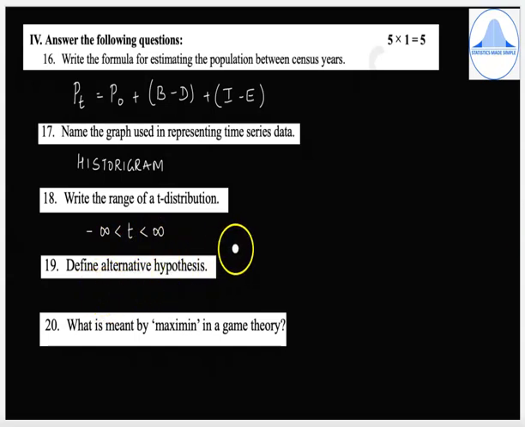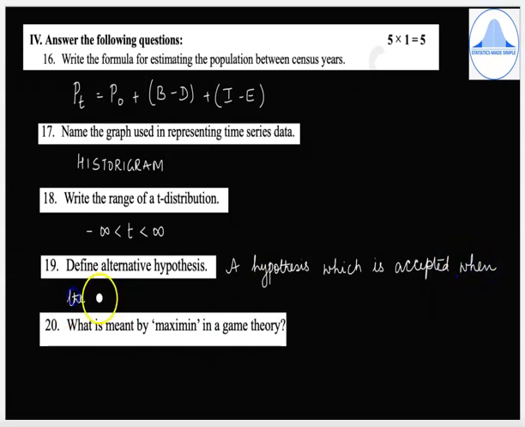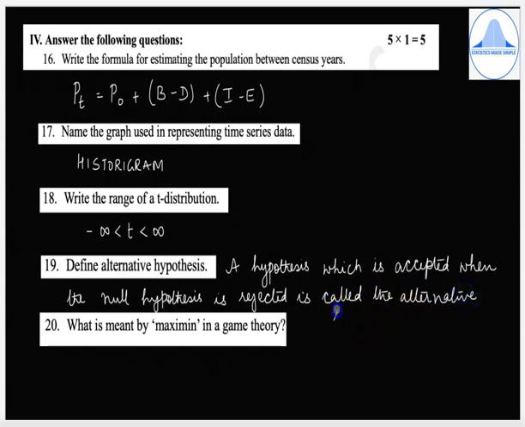Define alternative hypothesis. So a hypothesis which is accepted when the null hypothesis is rejected is called the alternative hypothesis, and is denoted by H1.